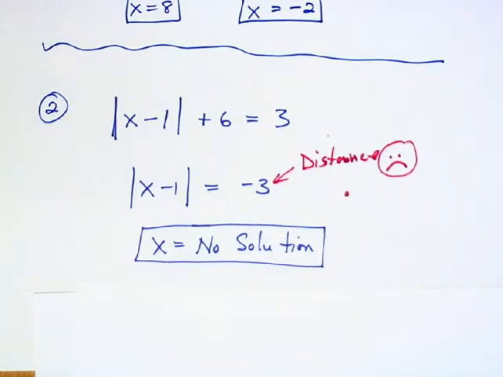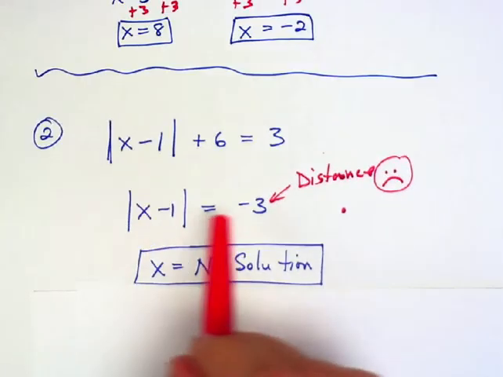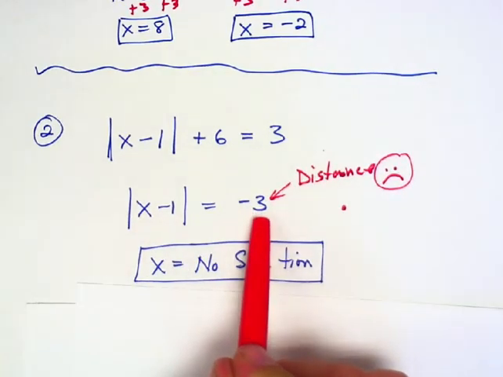So be careful when you're looking at problems. You can't decide if it's a solution or no solution to a problem when you start out, but once the bars are by themselves and you see the distance, then it's very easy to determine what the solutions are going to be.